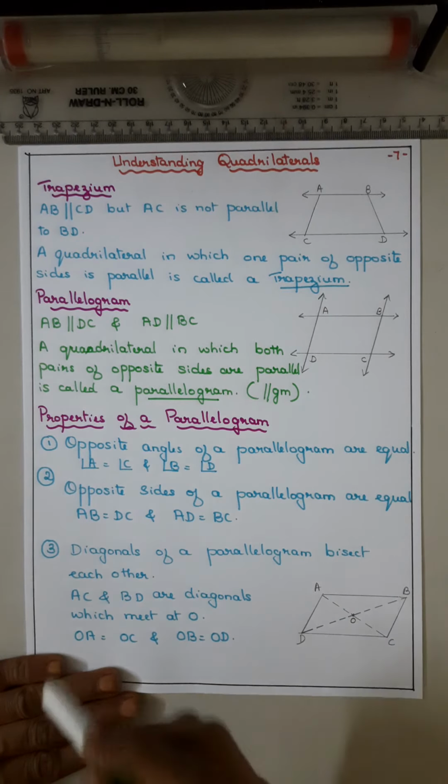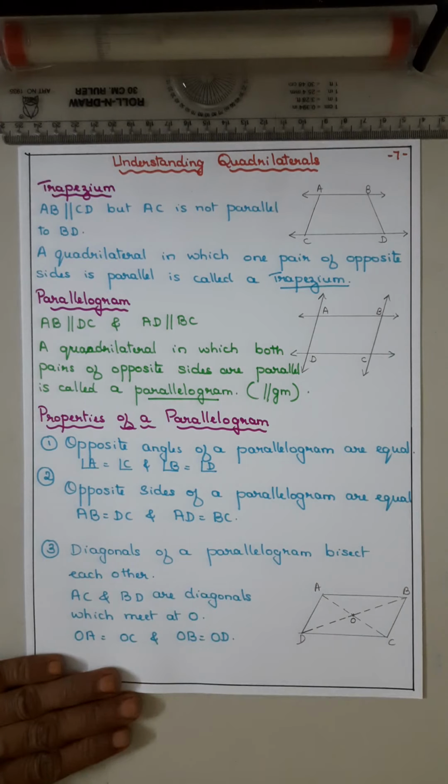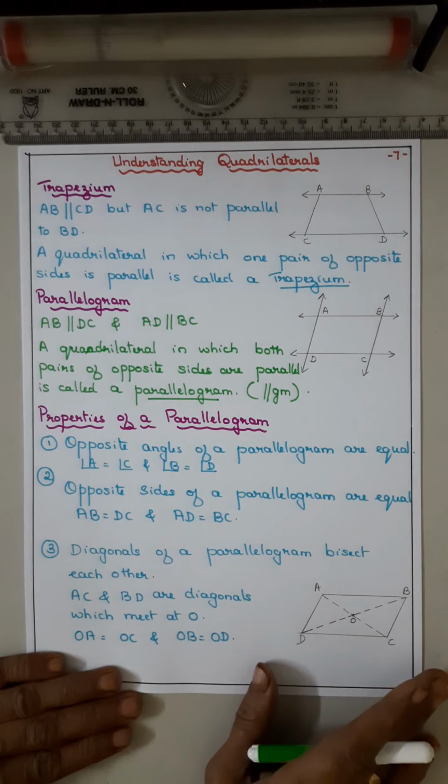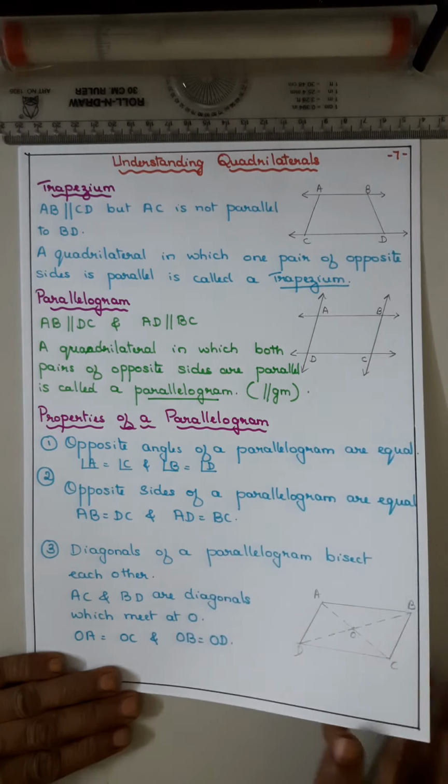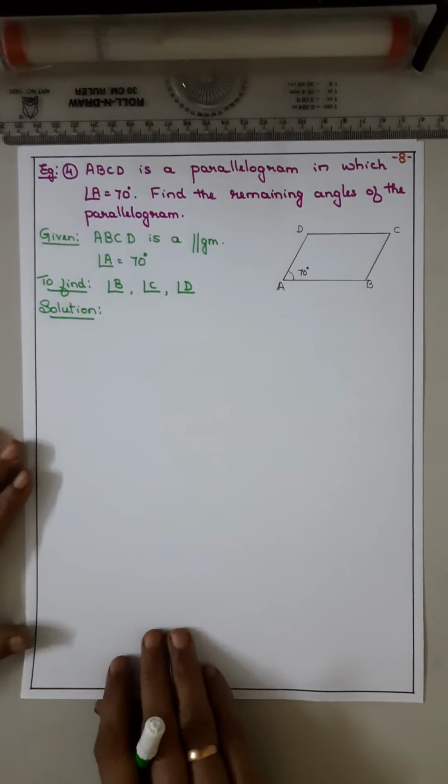Understood? These are the three important properties you should remember. First is opposite angles are equal. Second is opposite sides are equal. Third, diagonals of the parallelogram bisect each other. Hope you understood. Now coming to the example.